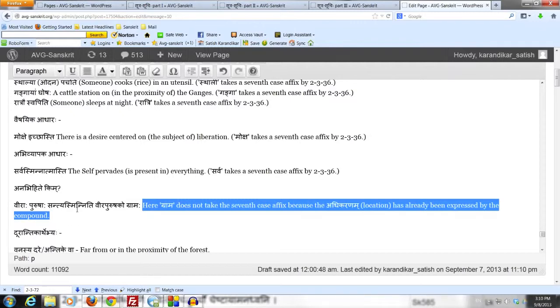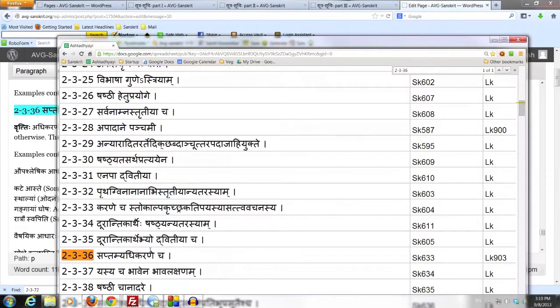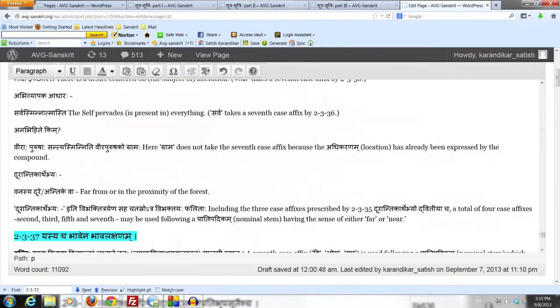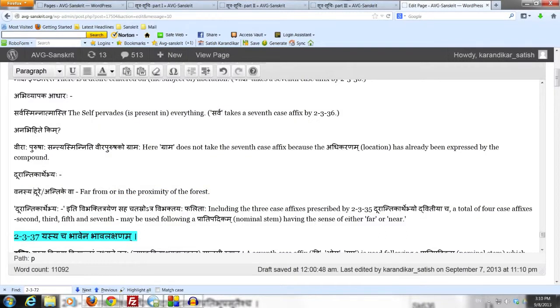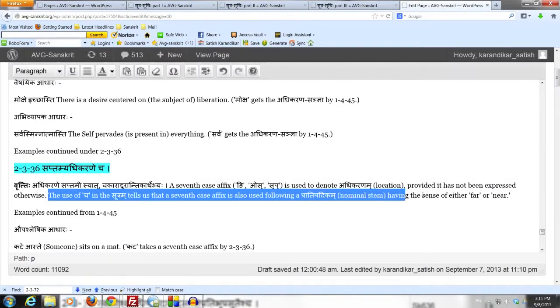Samasena Abhihitam. Now we mentioned that the word cha at the end of the Sutram 2336 brings in the anuvritti of durantikarthebhya from the prior Sutram 2335. For example, vanasya dure antike va, far from or in the proximity of the forest. You could also say vanasya viprakrishte nikate va. It doesn't have to be the exact word dura or antika. It could be any synonym of dura or antika. So, a seventh case affix may be used following a pratipadikam having the sense of either far or near.